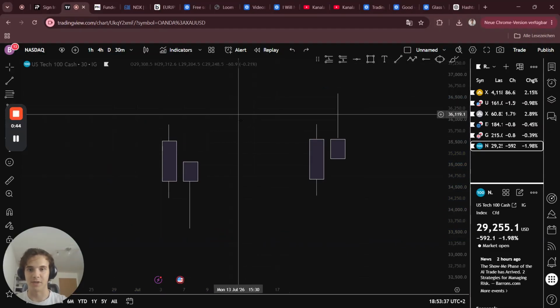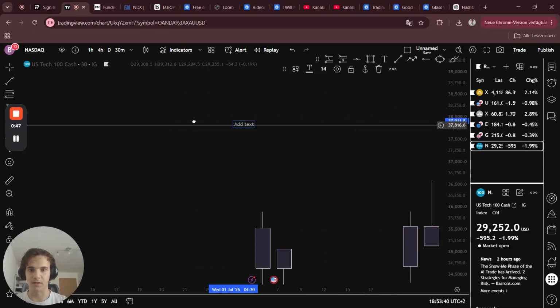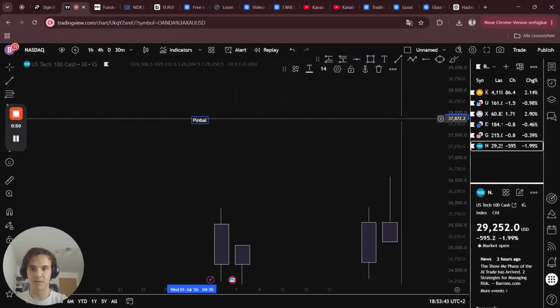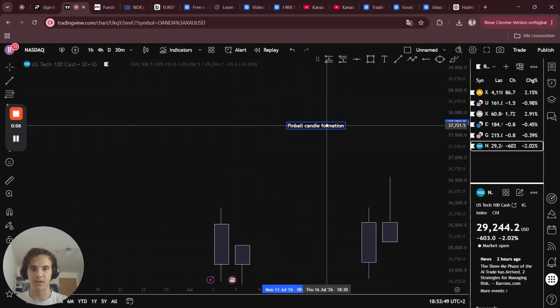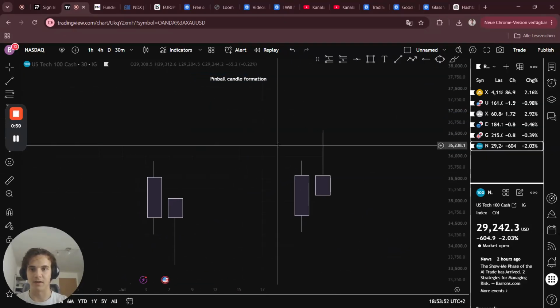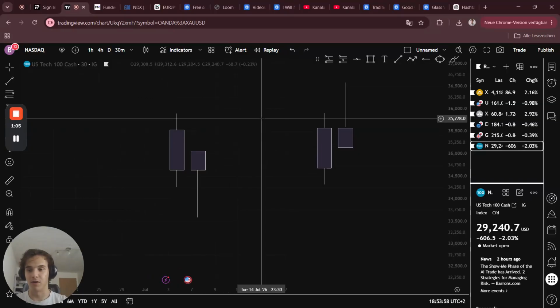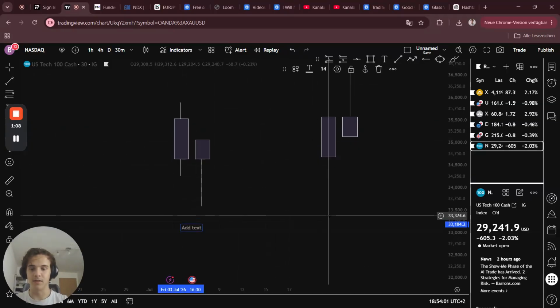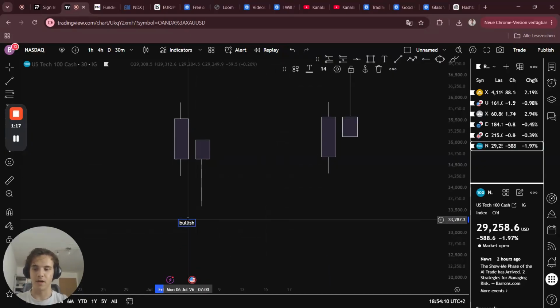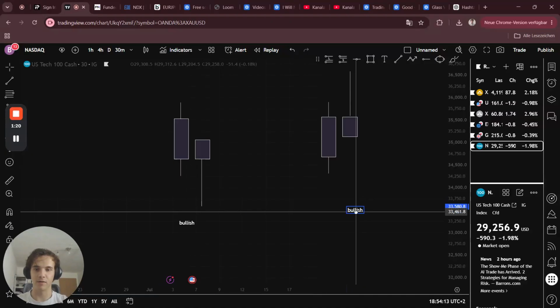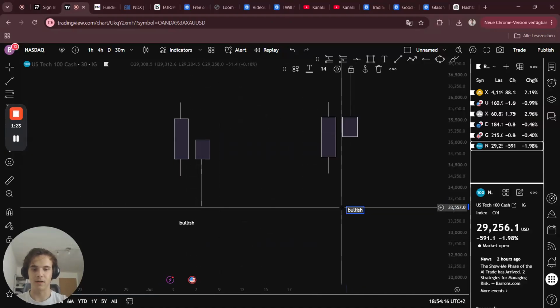What is this candle formation? This candle formation is called the pinball candle formation, right? This is the name of the candle formation. We have two kinds of pinballs. We have the bullish pinball, and at the exact same time, we got the bearish pinball.